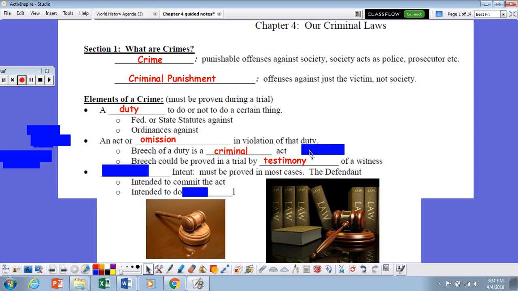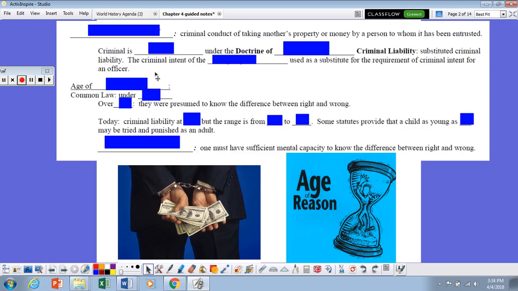Breach could be proved in a trial by testimony of a witness. Criminal intent must be proved in most cases, and the defendant had to intend to commit the act or intend to do some kind of evil. Embezzlement is criminal conduct of taking another's money or property from a person to whom it has been given in trust.